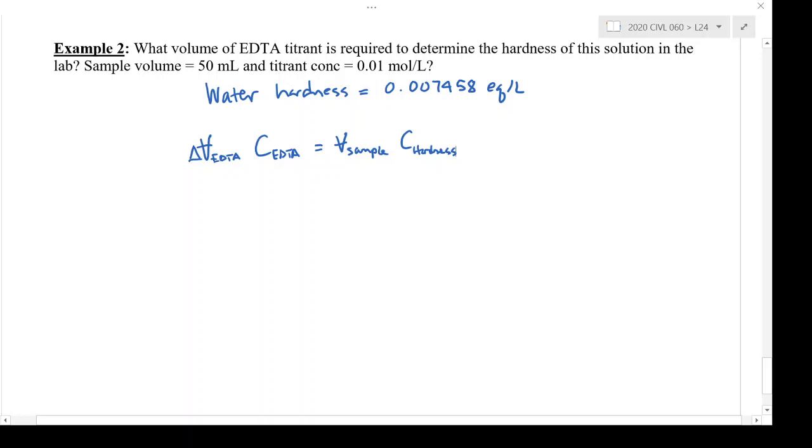Okay, and in this problem, I'm solving for the volume of EDTA that I'll add. So I'm going to put the concentration of EDTA here. And we have to be pretty careful with the units in this problem. And so this is going to be 50 milliliters. It's okay that my liters and milliliters don't match up because I want my answer to be in milliliters. And then the concentration of hardness is what we found in the previous video.